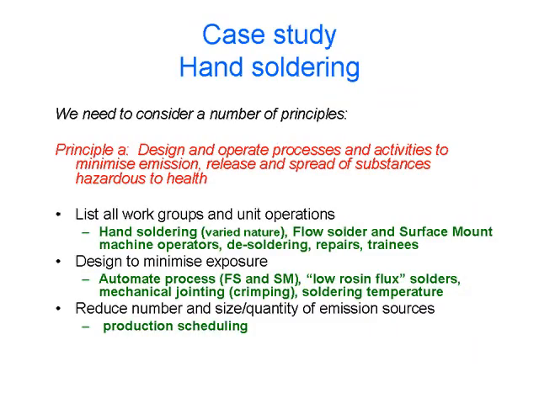We need to consider a number of principles. Principle A, design and operate processes and activities to minimise emission, release and spread of substances hazardous to health. We need to list all work groups and unit operations: hand soldering, flow solder and surface mount machine operators, desoldering, repairs and trainees. Designed to minimise exposure, to automate the process using a low rosin flux, solders, mechanical jointing or crimping and soldering temperature.